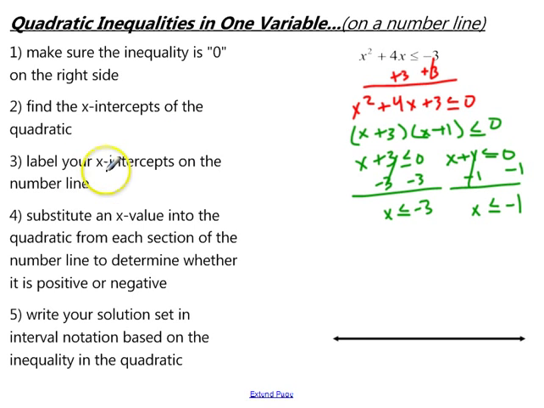Then we're going to take those x-intercepts and label the number line. So negative 3 is smaller than negative 1.